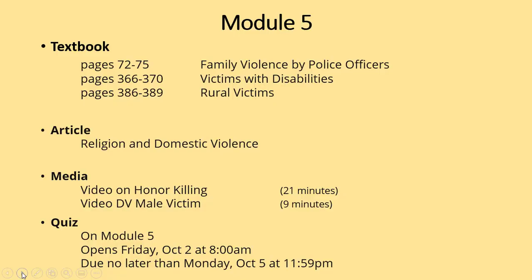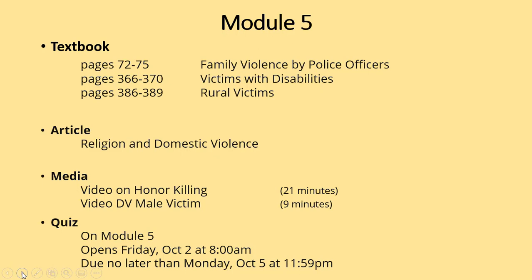So that's the end of your lecture for Module 5, but of course, as always, you have a lot of other work to do. There's 3 different sections in your textbook to read. It looks like a lot, but it's really only 9 pages total. You're going to read short sections on family violence committed by police officers, which, as I'm sure you can imagine, presents some special problems. Domestic violence victims who have disabilities, and rural victims, those domestic violence victims who are living far from large cities or any source of social service or law enforcement support.